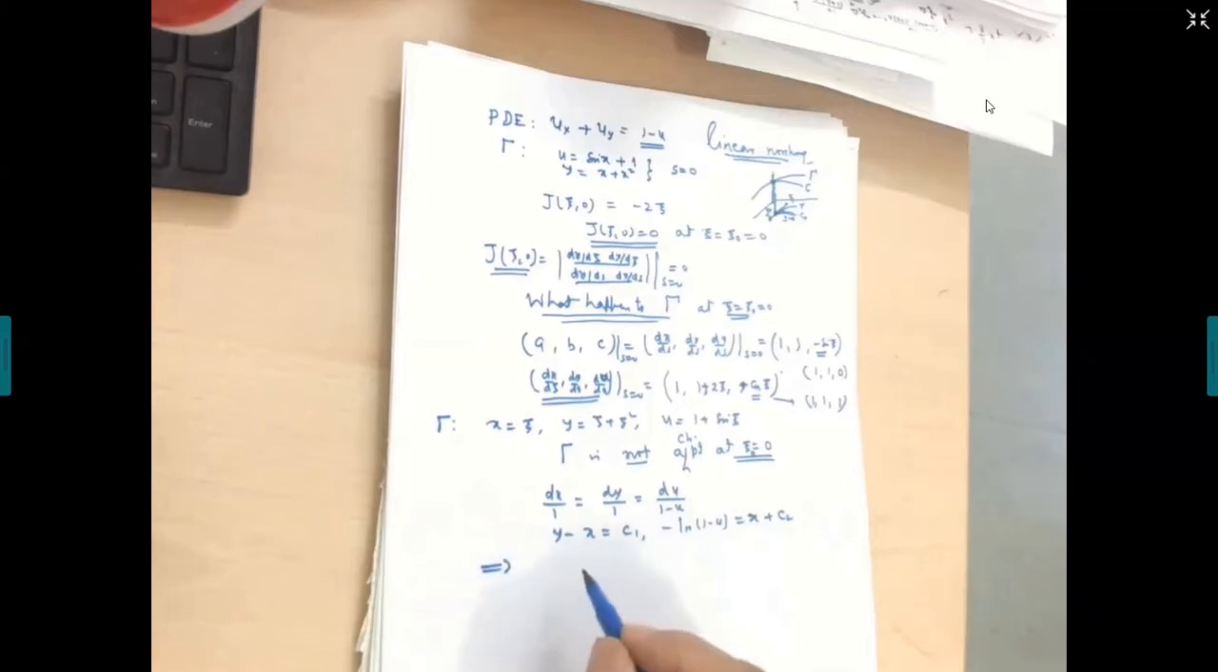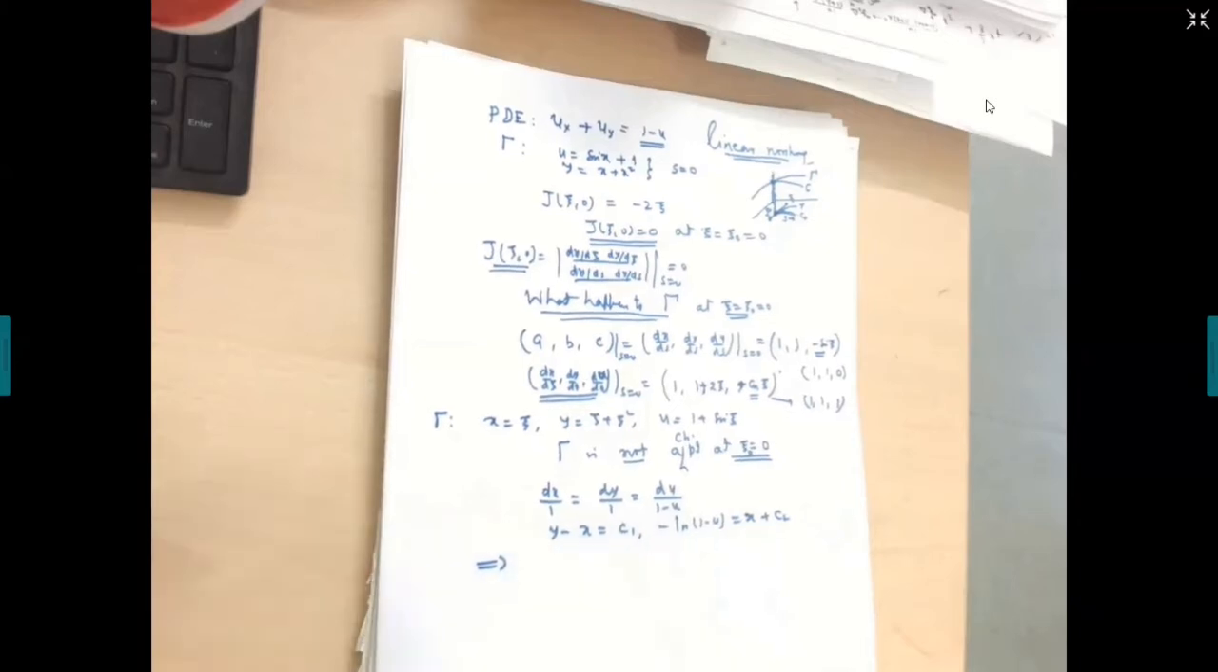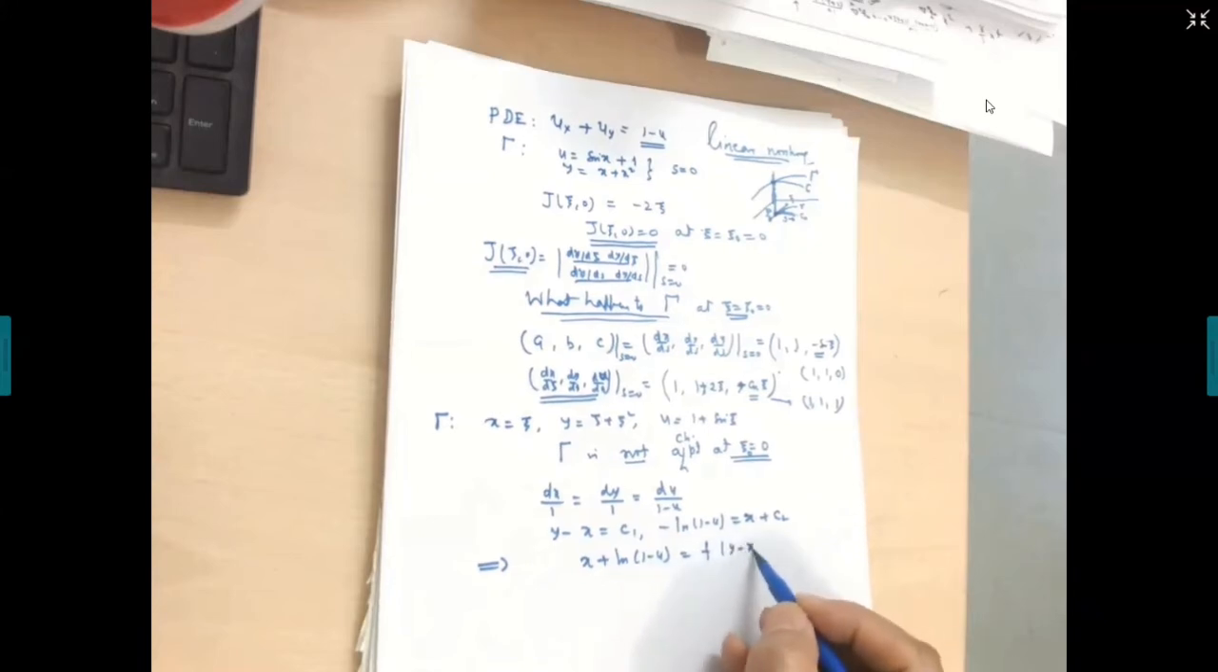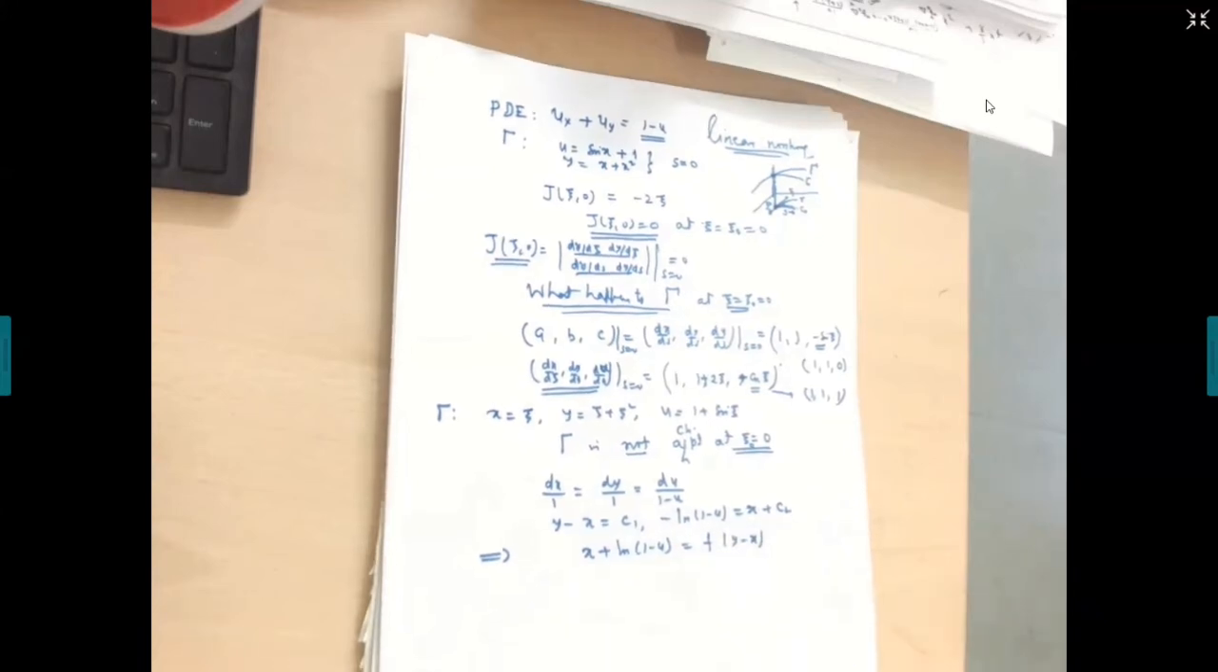And from there we find out that x plus ln of 1 minus u is some function. All right, let us retain this f of y minus x. Am I right? Please check. Is it okay? Yes, sir. Okay, very nice.